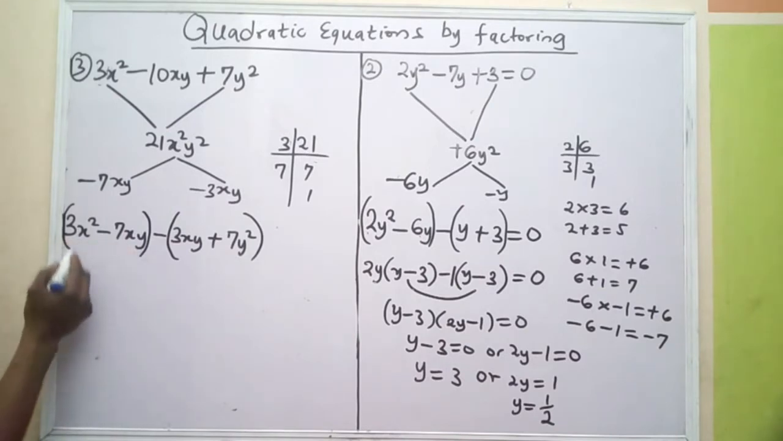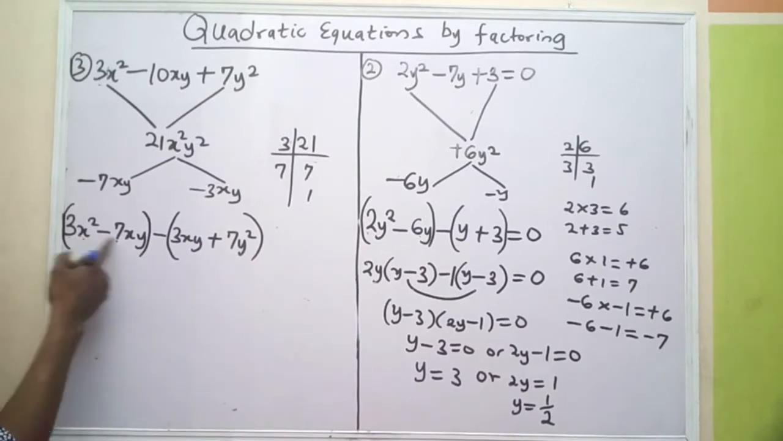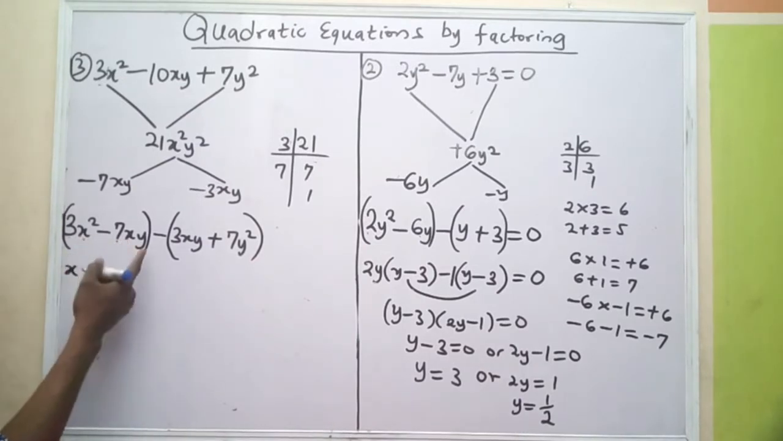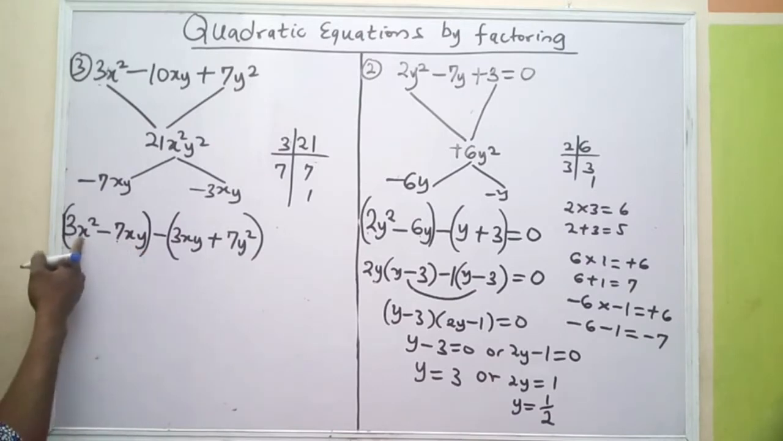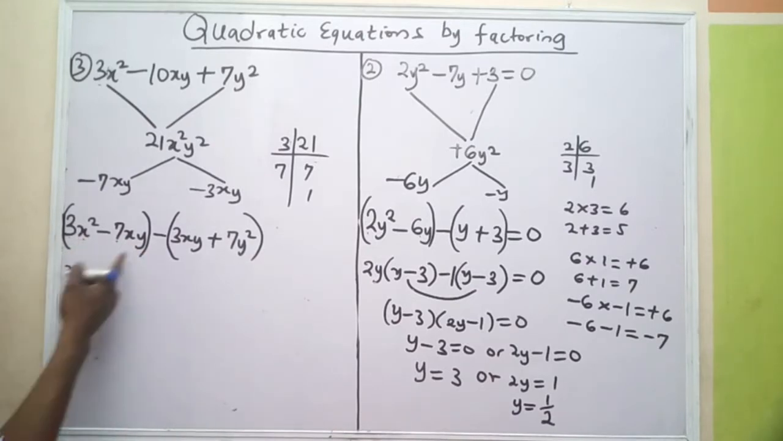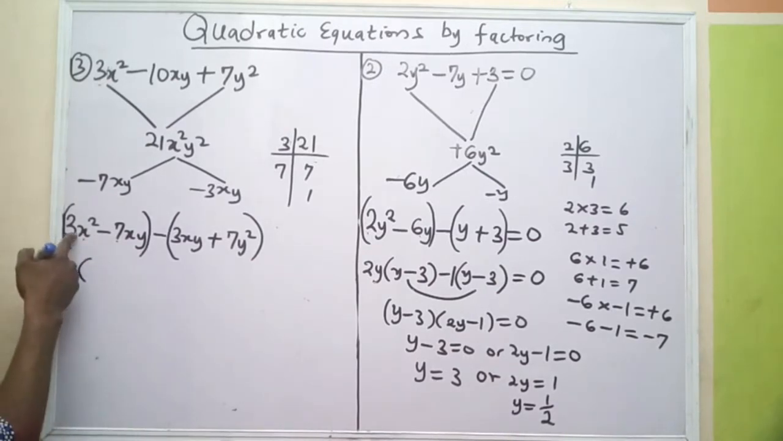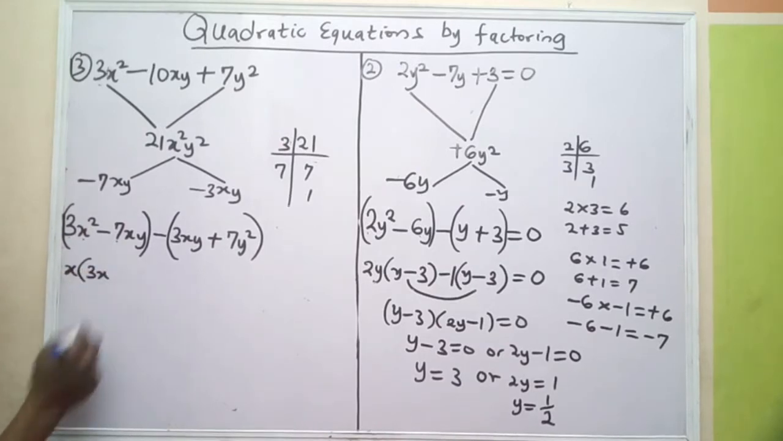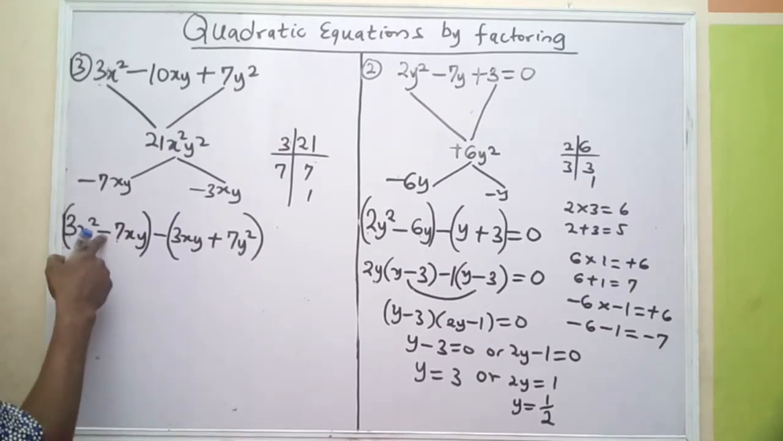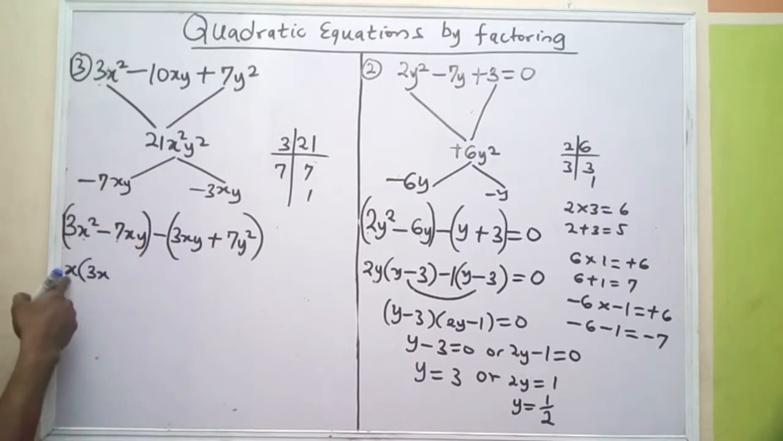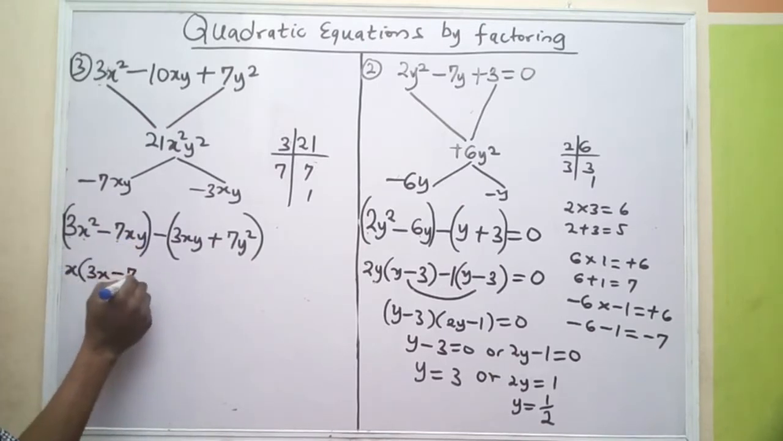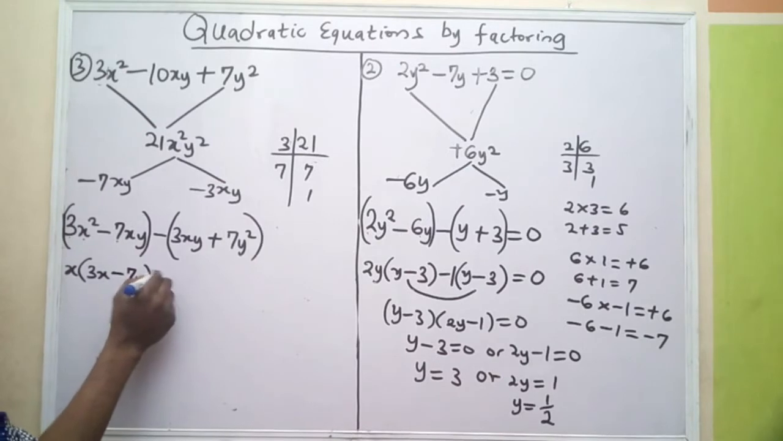Now I want to take what they have in common. This and this, nothing in common. For x, I'm going to bring out x. I have x here, I have x here. I have x squared here, so I can bring out x. Y here, no y here, so it is only x that's common. So 3x squared divided by x will give me 3x. Minus 7xy divided by x will give me minus 7y.